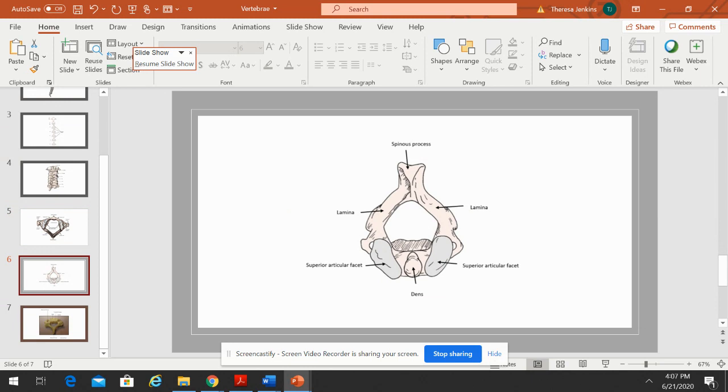Now this is C2, the axis. Here you can see the spinous process. Here you can see the lamina. Here you can see the dens, which articulates with C1, the atlas. And here you can see the superior articular facets. These also articulate with the inferior articular facets of C1.